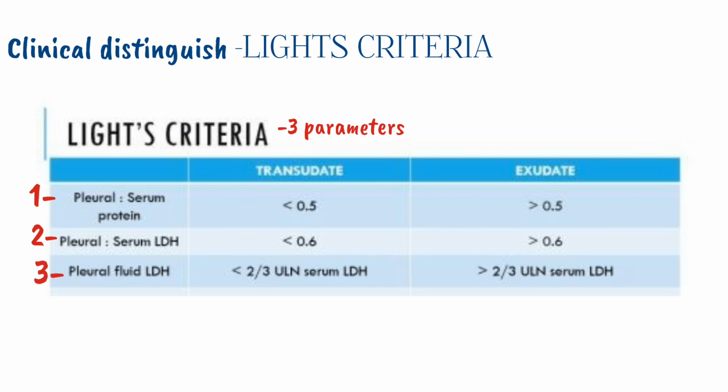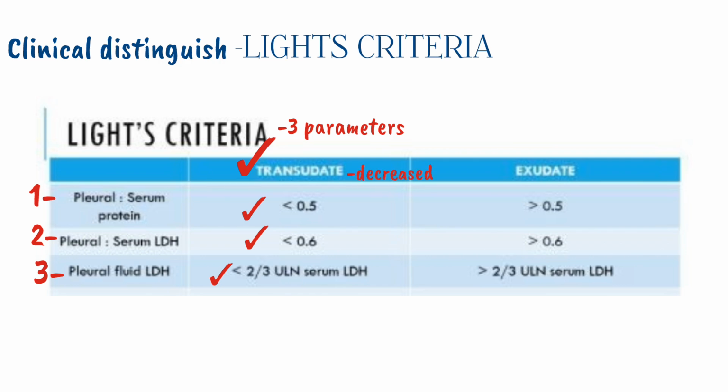In the transudative effusion, everything will be decreased. The pleural fluid protein to serum protein ratio will be less than 0.5. The pleural fluid LDH to serum LDH ratio will be less than 0.6, and the pleural LDH will be less than 2/3 of the upper limit of normal serum LDH.